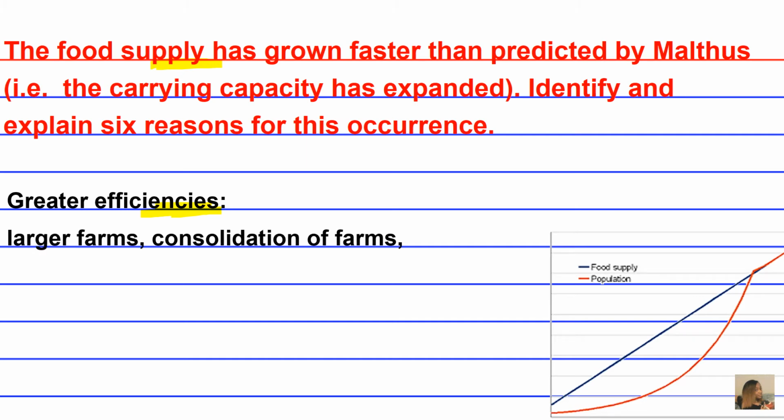So, larger farms, consolidation of farms, mechanization, as previously mentioned in the previous flashcard, as well as innovative things like multi-cropping, planting different things at the same time. There are other flashcards on this, so check out some of my other posts for multi-cropping.